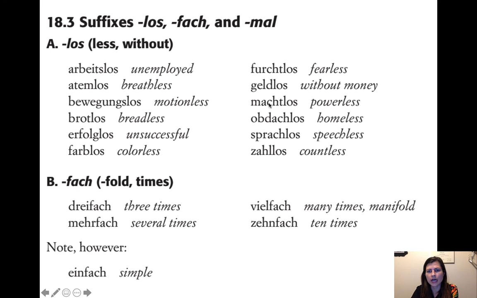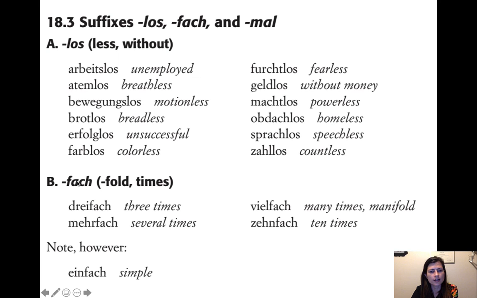Machtlos, powerless. Literally, Macht is power, and then los is less, powerless. Obdachlos, homeless. Obdach means like shelter, so shelterless. Sprachlos, speechless. Very similar. Zahllos, countless. Because Zahl means number, so without number, countless. So that's very common. Whenever you see the los suffix, you know it's like something is without.